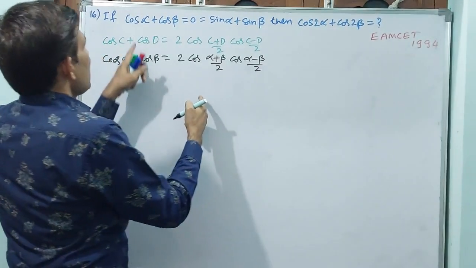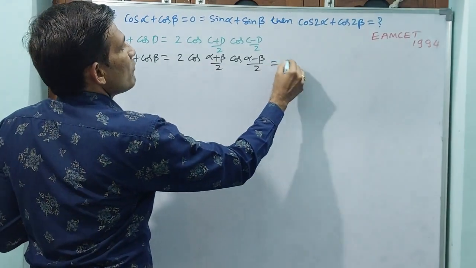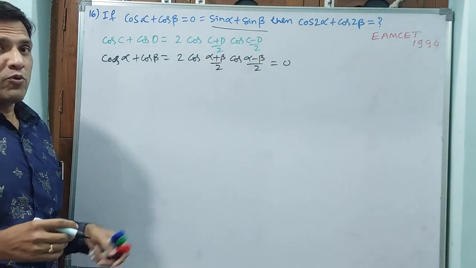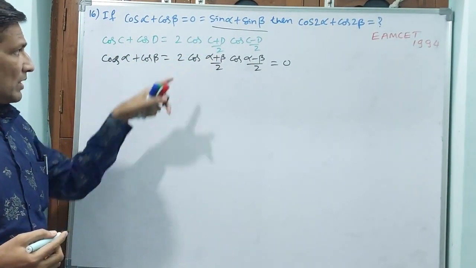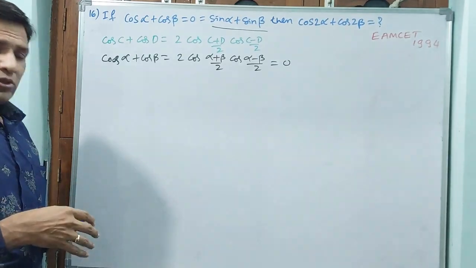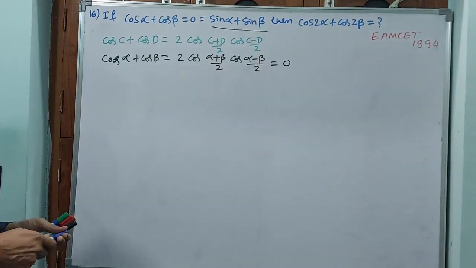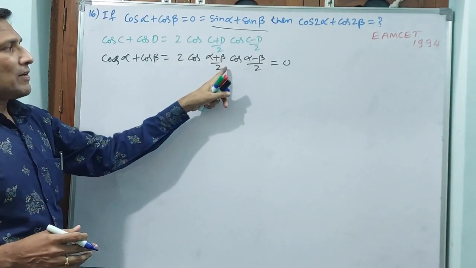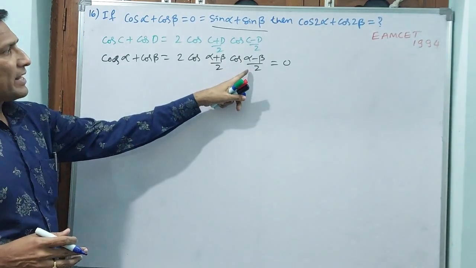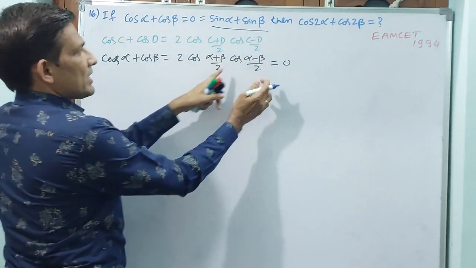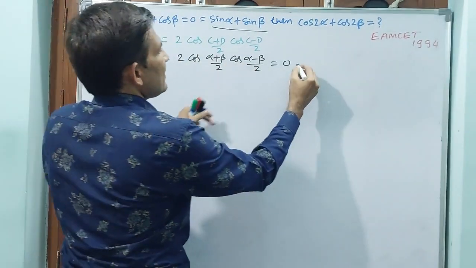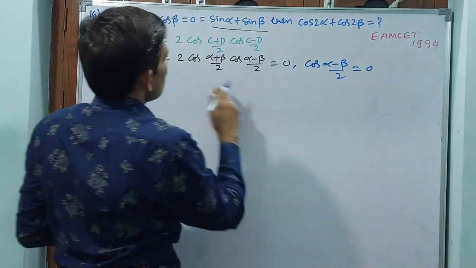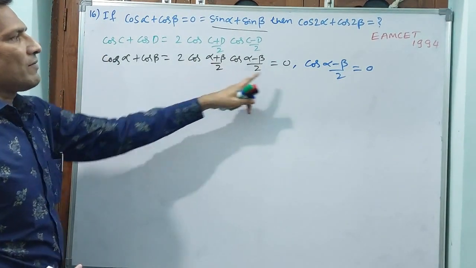But given this is equivalent to 0, we don't bother about sin alpha sin beta, because we are not following the De Moivre's theorem formula. This is the simplest way, and you also can apply it. Next question we will do with De Moivre's theorem. If 2 cos alpha plus beta by 2 cos alpha minus beta by 2 is equal to 0, then cos alpha minus beta by 2 is also going to become 0.